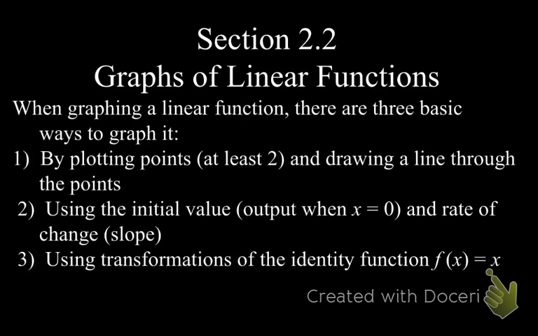The second way is by using the initial value, and that is the output when the x value is 0, and so we can find that just by plugging in a 0. And then we can also use the rate of change, which is called the slope. When we do that method, we're using what is called slope-intercept, the slope and the y-intercept, and that's going to be a very helpful way for us to graph lines as well.